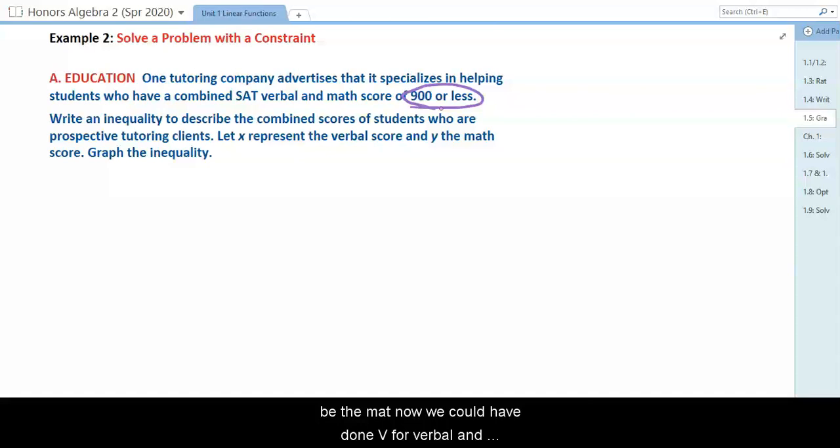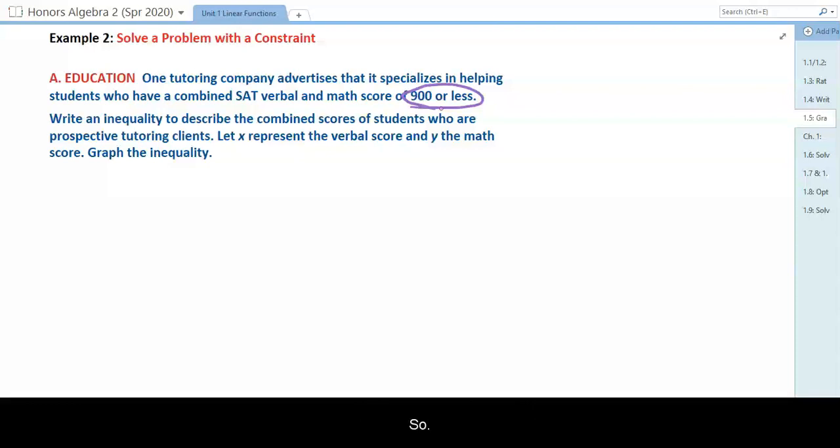Now, we could have done V for verbal, M for math. You don't always have to use x and y, but this one did define us in that direction. And then it says to graph the inequality, and so we're going to do that afterwards. And I'll show you how we can do that in Desmos to get those graphs a little bit quicker, but I'll also show you how to do it by hand.